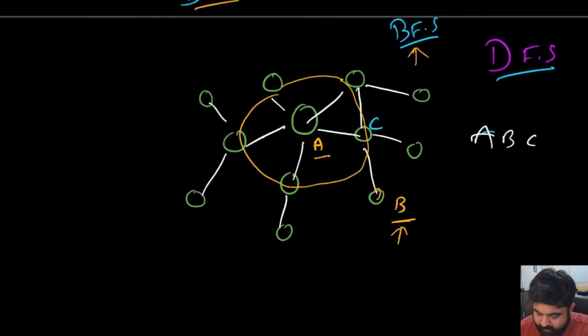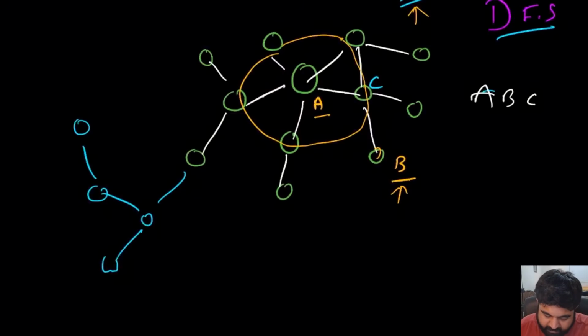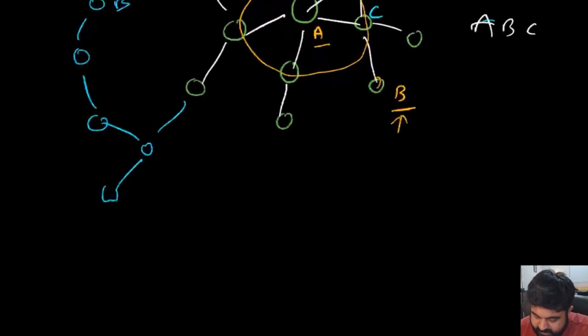But let's say that you have a graph that is much more complicated and B can be located somewhere down the road, somewhere very far away. In that case it would make sense to use a depth first search rather than breadth first search.